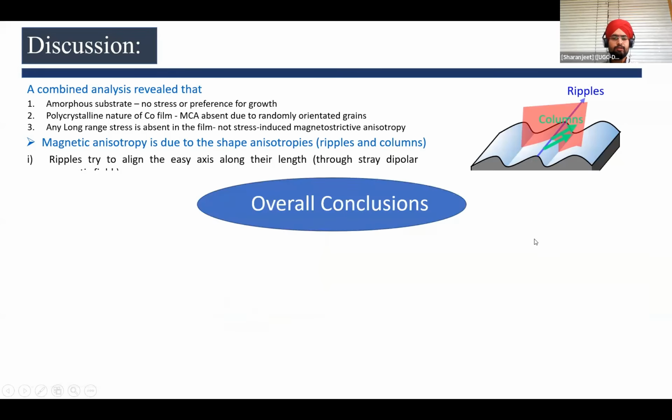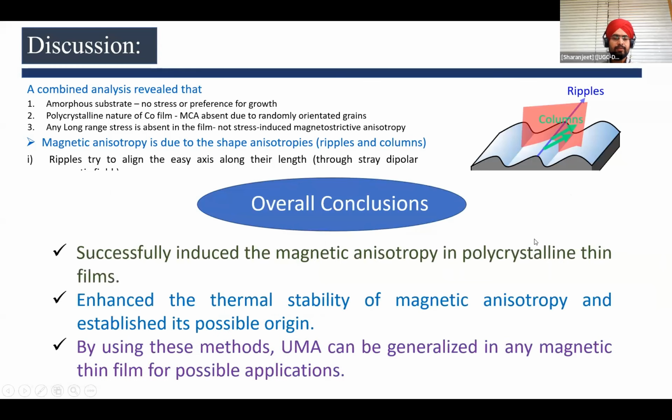So the overall conclusion of this work is that we have successfully induced magnetic anisotropy in polycrystalline thin films, and we have successfully enhanced the thermal stability of magnetic anisotropy and established its possible origin. And by using these methods, the uniaxial magnetic anisotropy can be generalized in any magnetic thin films for possible applications.